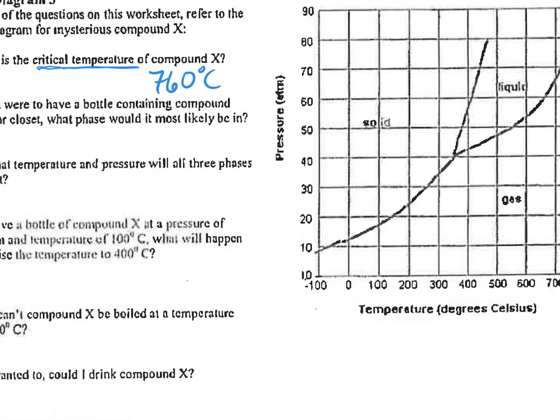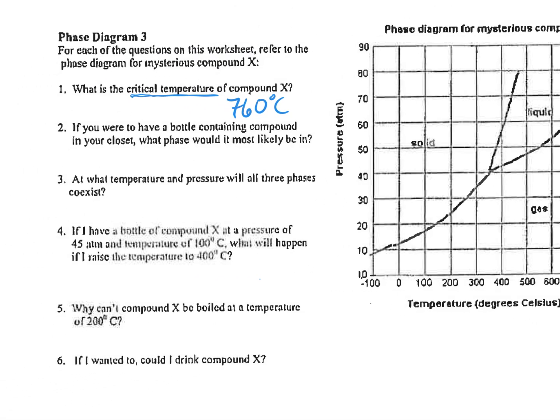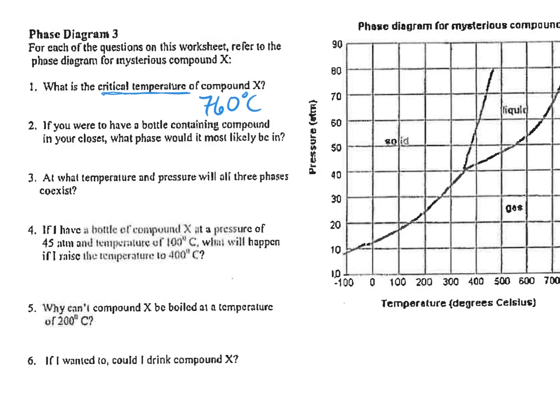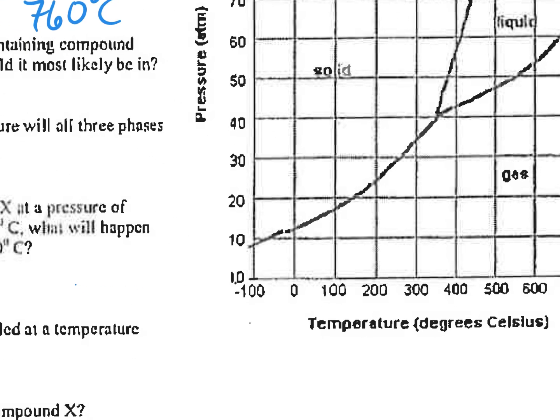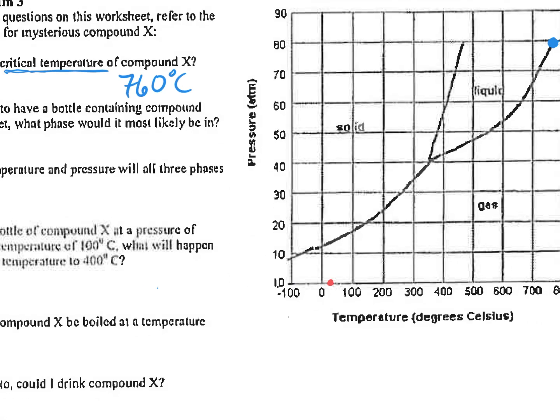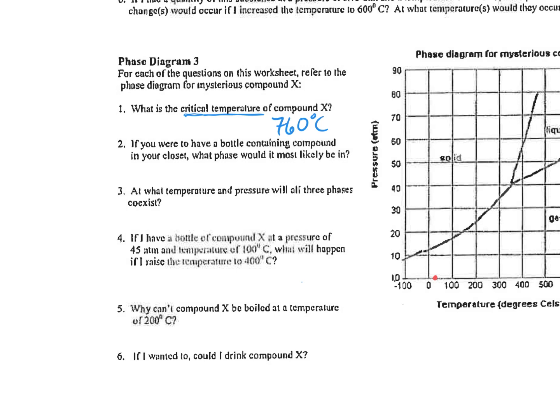And what else did it say? We're in a closet, 1 atmosphere of pressure and at room temperature. So that puts us at about, what temperature is that? That's going to be about 20 degrees Celsius. So we're really about right there. So whatever that stuff is, it's going to be a gas.